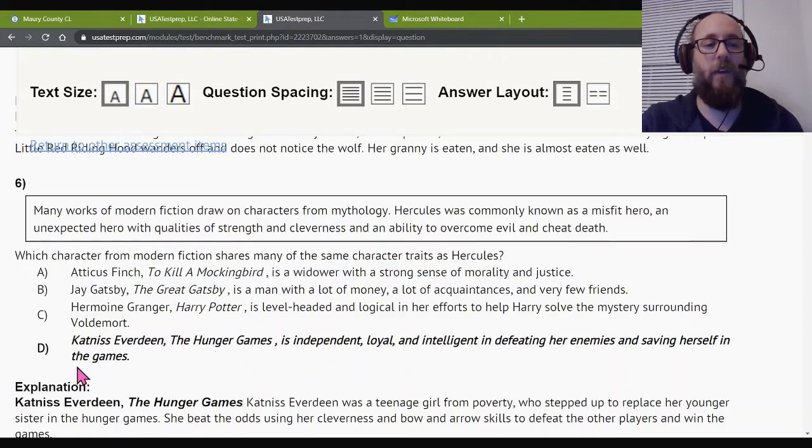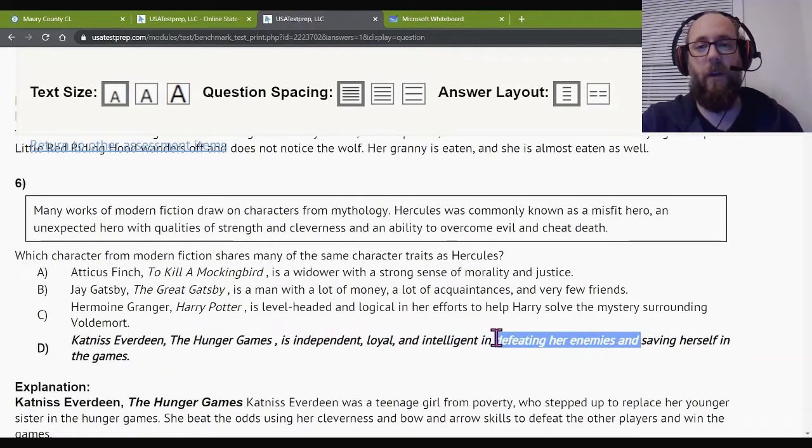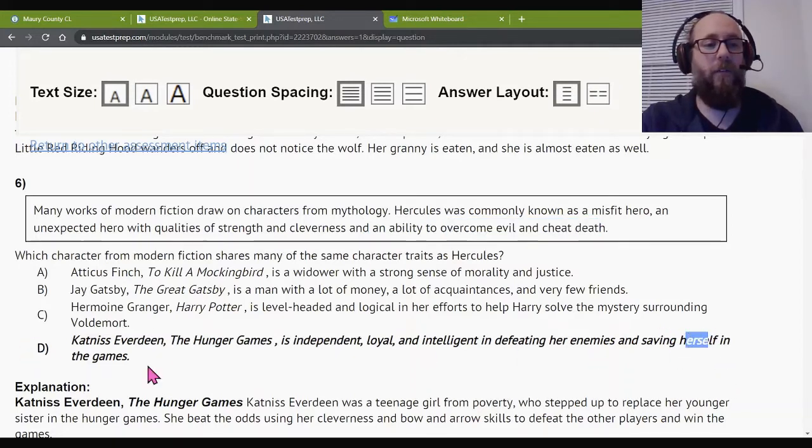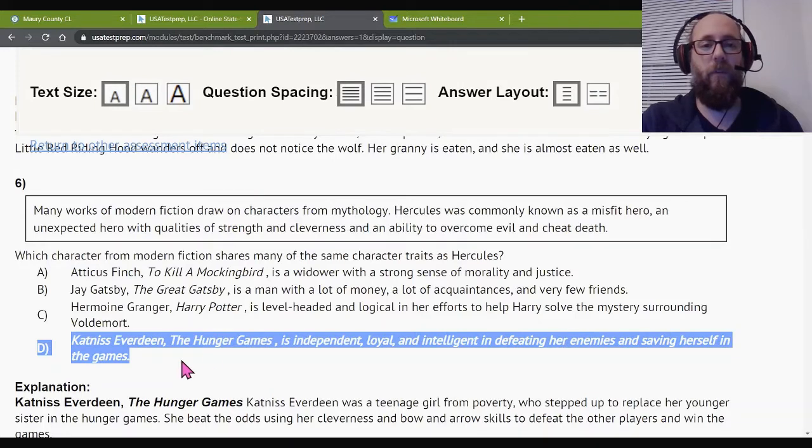And then I come to D. Katniss Everdeen, The Hunger Games, is independent. A misfit hero. Misfit means you don't fit in, so on your own. So maybe that. Loyal and intelligent. Cleverness. Okay. Defeating her enemies and saving herself in the games. Defeating her enemies: overcoming evil and cheating death. Saving herself in the game. So of these, D is obviously the one that's most correct.